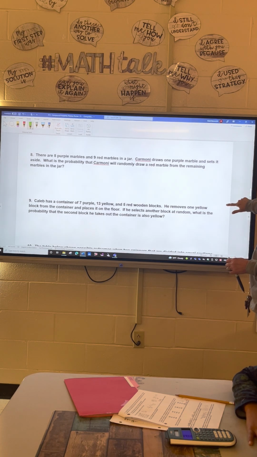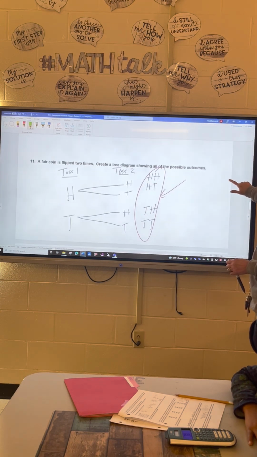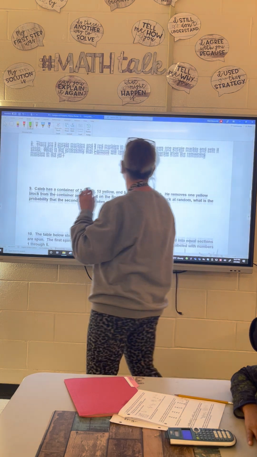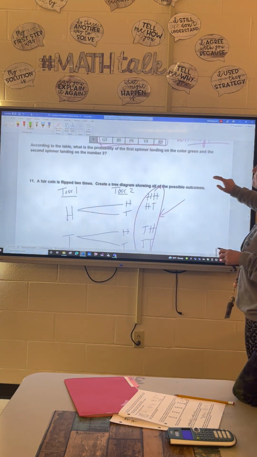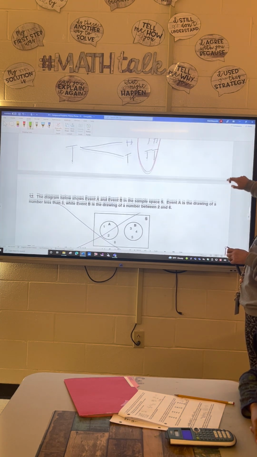Did I skip a whole page? No, we skipped 8 and 9. We skipped 8 and 9. Let's mark them out. Skipped 8. Skipped 9. Skip 12.